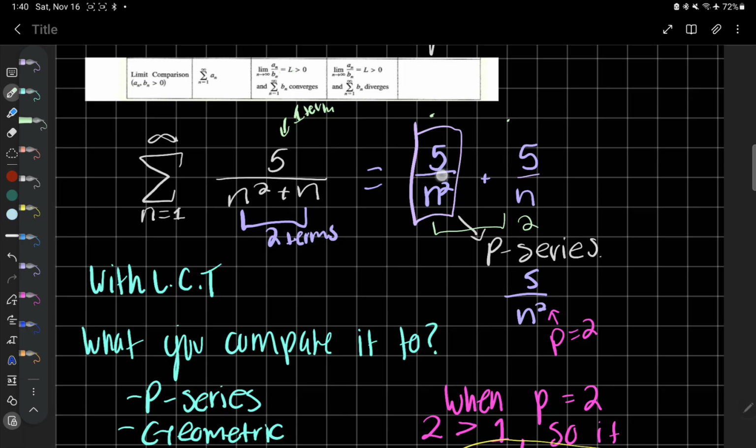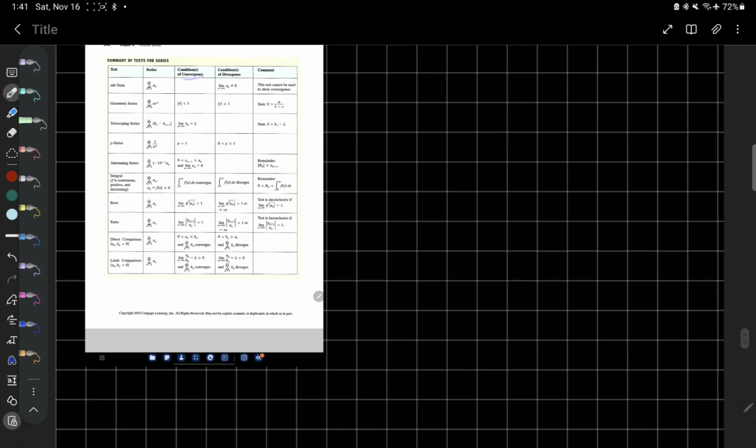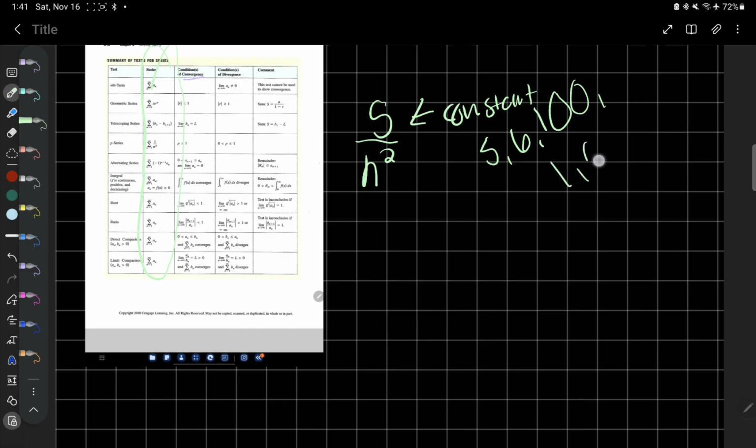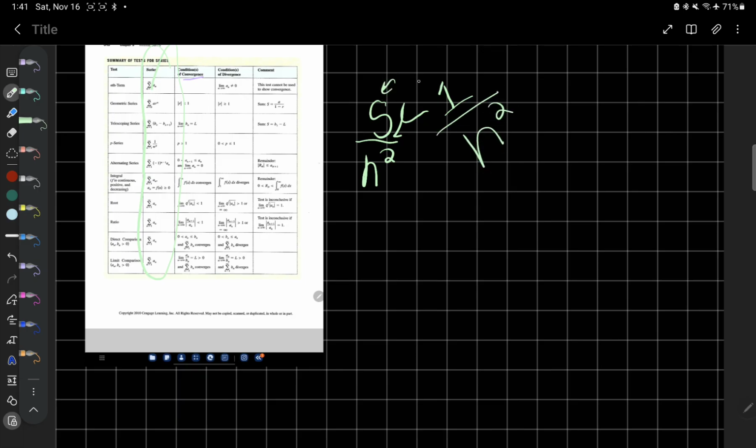I realized that one of the exponents is higher than the other because there's an invisible one here. So I always pick the highest exponent. I broke it up and I have my test down here. What series test can I use that looks remotely like 5 over n squared? I know that 5 is a constant. A constant basically just means any number. It could be 5, it could be 6, it could be 100, it can be 1 million. But you get the gist. So the number on the top is kind of irrelevant. It can even be 1, so then it would just be 1 over n squared.